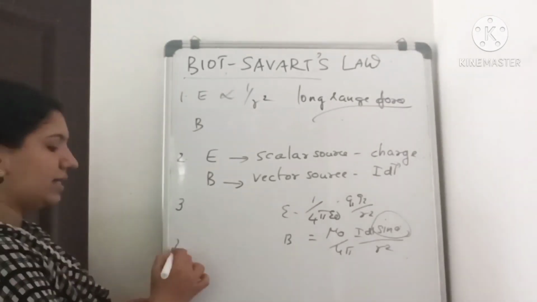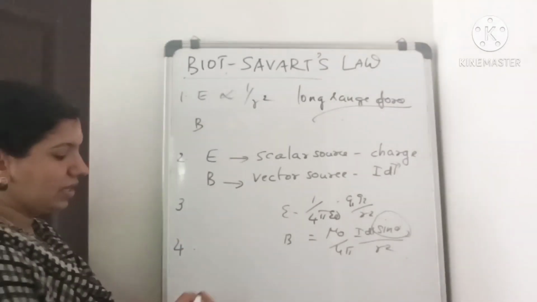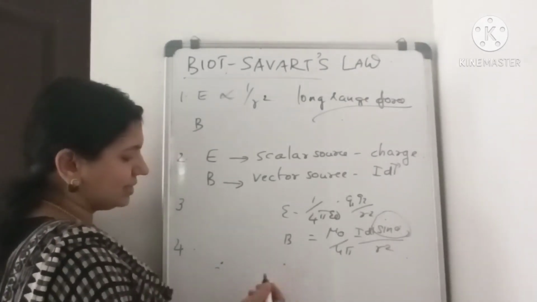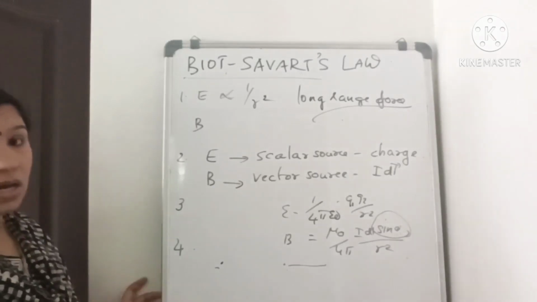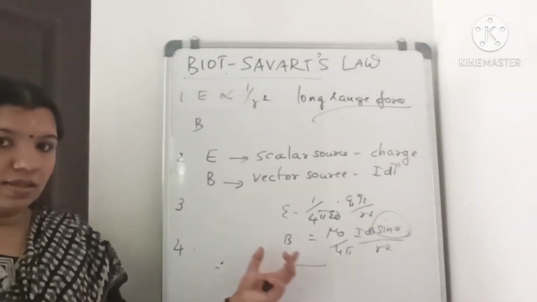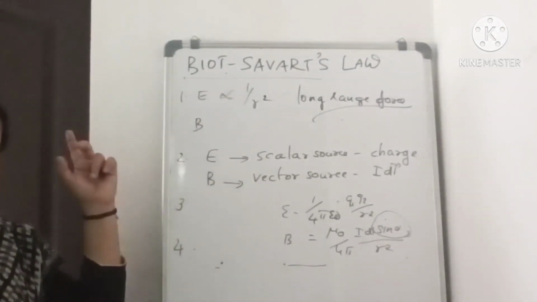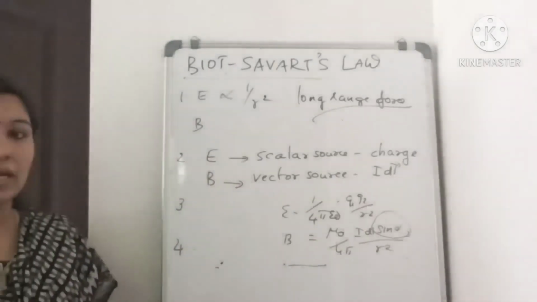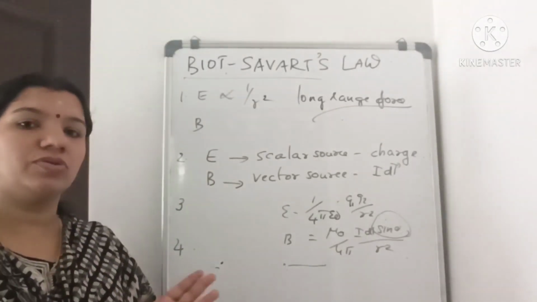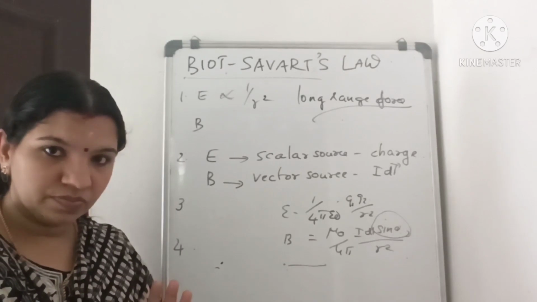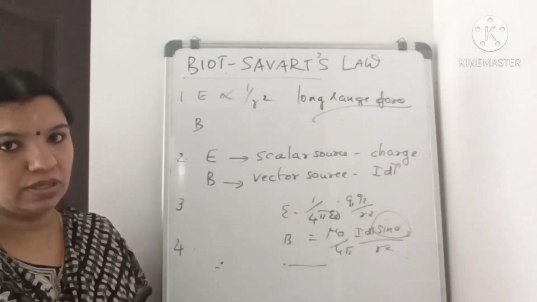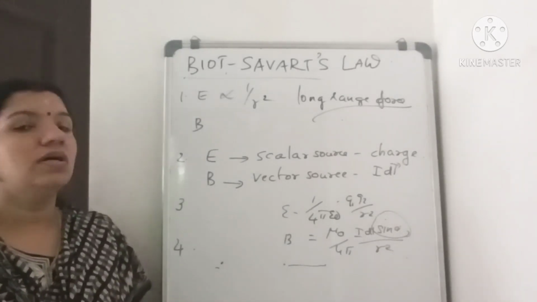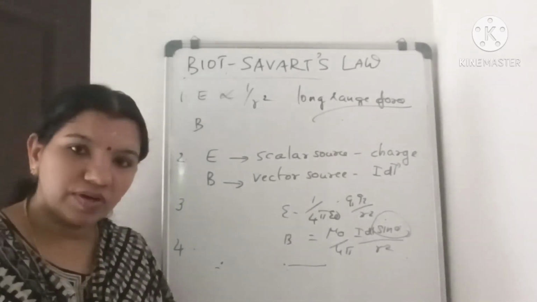Now the fourth one is, in electrostatics, you have seen Q1, Q2 charges, and the displacement vector is along the direction, isn't it? Along the same direction only. That is parallel only. But in the case of magnetic field, the line element and the position vector are perpendicular, isn't it? So that is also a dissimilarity that we have to mention here. So that's all about the comparison between Biot-Savart's law and Coulomb's law.